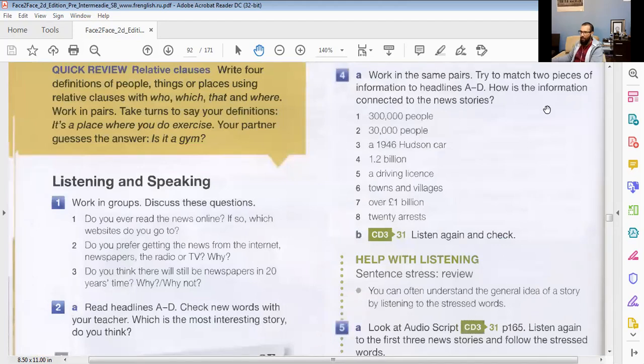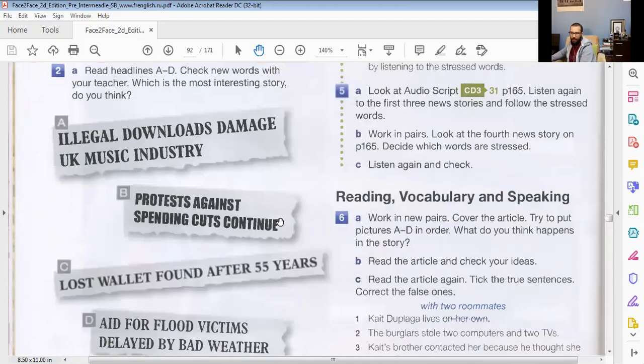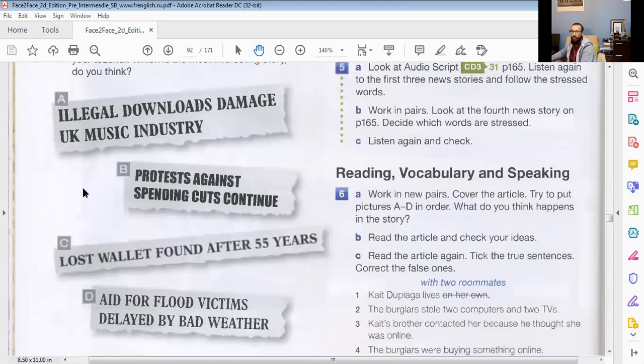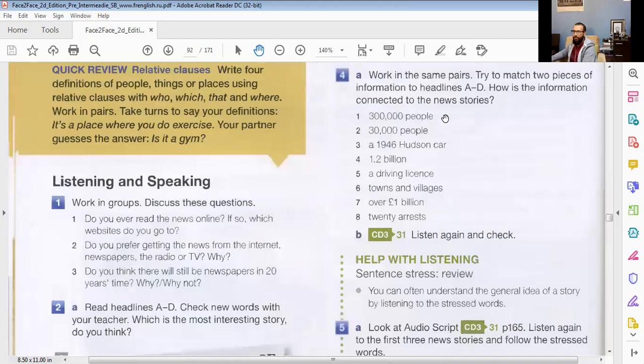So this means, let me show you question number 4. I don't know how much you can remember from our last lesson's listening, but try if you can and match these numbers and this information to the 4 headlines, A, B, C, D. You don't have to do all of them. Whatever you remember, just try to match them, because after that, we're going to play the track and find the answers. So number 1, 300,000 people.